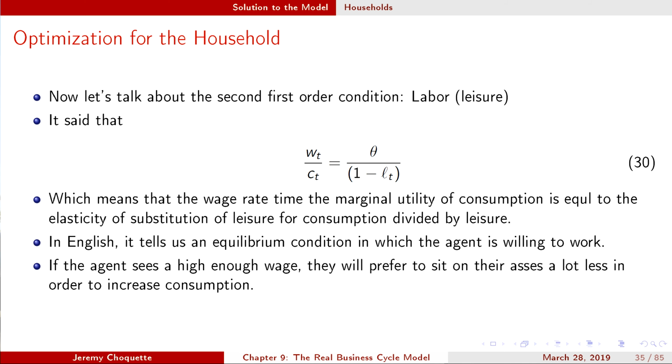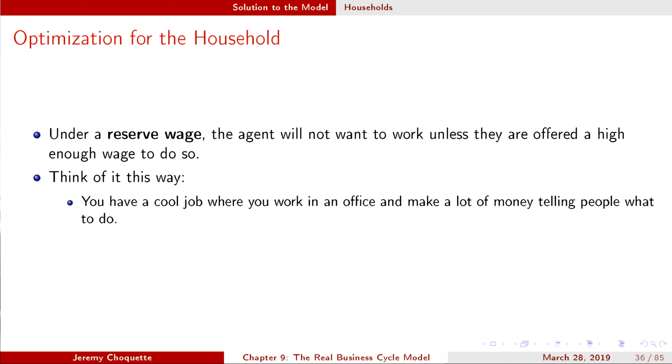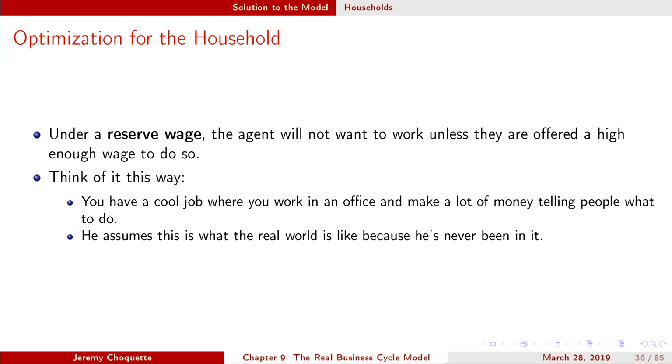So if the agent sees a high enough wage, they're going to want to work a little bit more in order to increase their consumption. This leads to the idea of what's known as a reservation wage. Under the reservation wage, the agent doesn't want to work unless they're offered a high enough wage to do so. Think of it like this. If you've got a cool job where you work in an office and make a lot of money telling people what to do, okay, awesome.